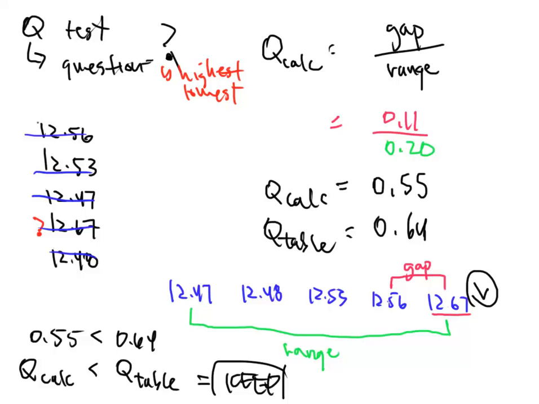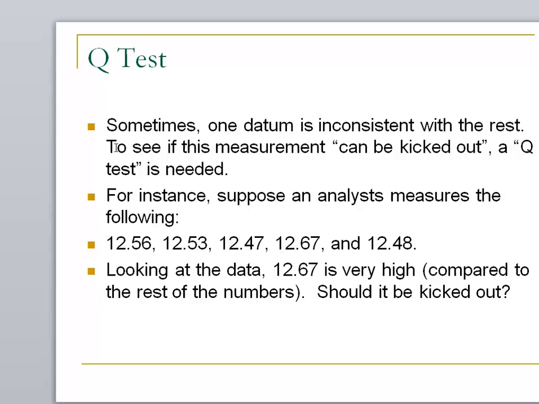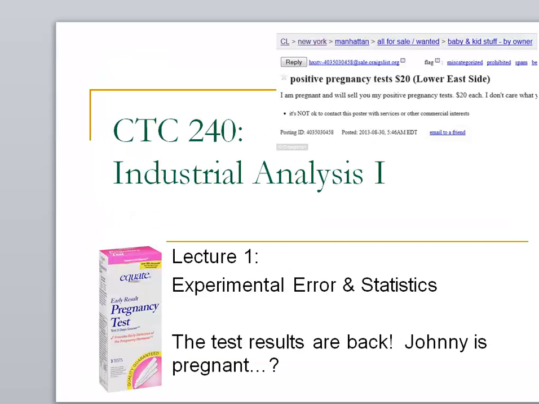All right, so with that said, we are kind of finished with all of the random equations that we have or that we could see in a laboratory environment. And, you know, if you look at the very first page of this PowerPoint, this kind of proves why we have to go through all of this mess, because it says here we got a pregnancy test, and it says the test results are back. Johnny is pregnant.